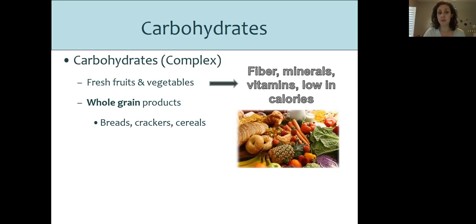So in general, if you're having carbohydrates, you want them to be complex. So you want them to be in the form of fruits and vegetables, or you want them to be in the form of a whole grain product, like a whole grain bread or cracker. Cereals a lot of times are made of whole grains, because we know children eat a lot of cereal. And so manufacturers have kind of helped to build that into foods that children eat a lot of. Even some pastas and things like that are now made with whole grains.